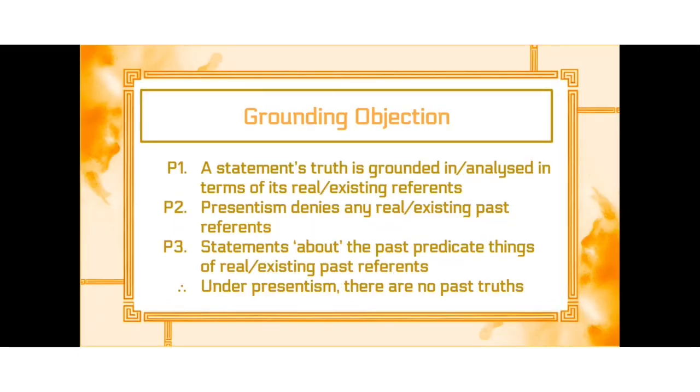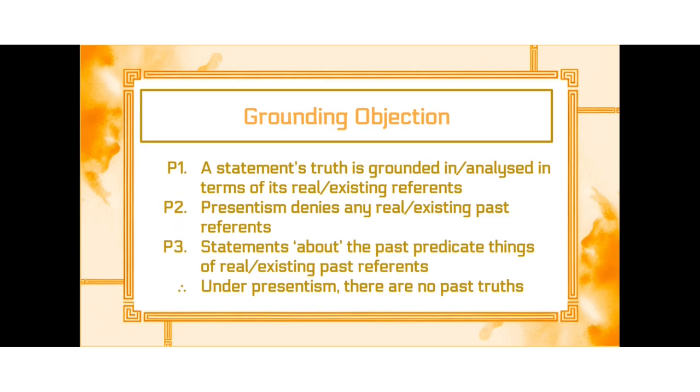So the grounding objection goes like this. A statement's truth is grounded in, or it's analyzed in terms of its real existing reference. That's pretty intuitive, right? If I talk about anything, the way I'm going to find out if what I'm saying is true is I'm going to look out there in the world. If I say that chair is blue, I'm going to look at that chair. Is there an actual chair really out there in the world that is blue? Yes, then I said something true. If not, if it's a chair in a fictional book or a chair in my mind, that doesn't quite work, right? I'm not saying something that's true. The second bit is presentism denies any real existing past reference.